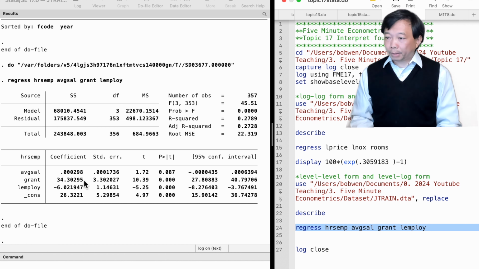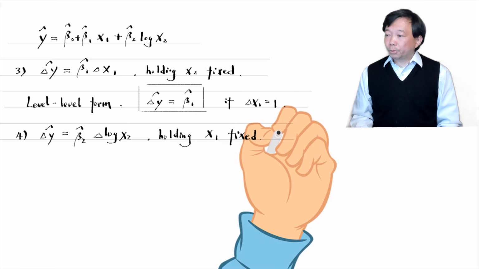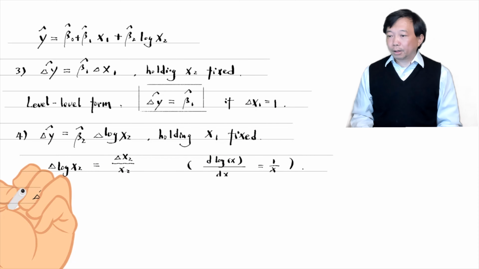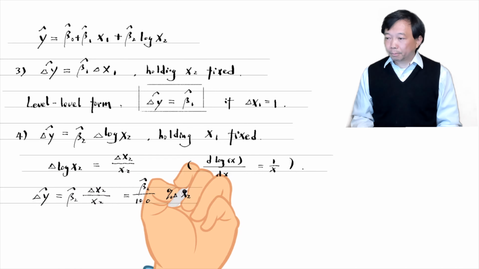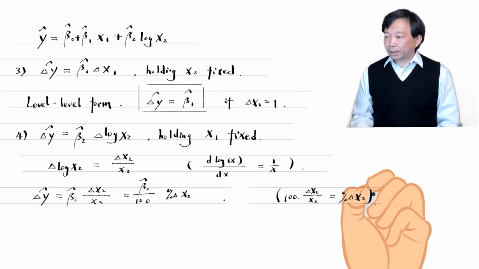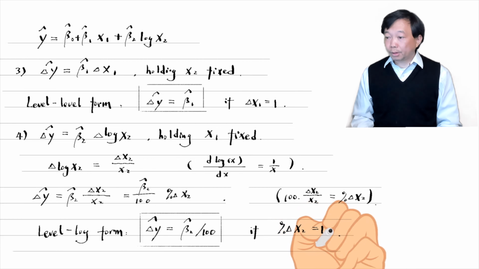The fourth form is the level-log form. Using the derivative of the natural logarithm, we can show that the outcome variable changes by beta 2 hat divided by 100 units as the explanatory variable increases by 1%. In other words, if the explanatory variable doubles, that is, increases by 100%, then the outcome variable changes by beta 2 hat units.